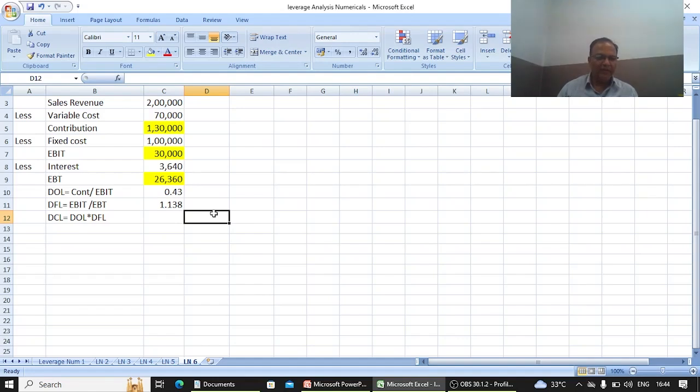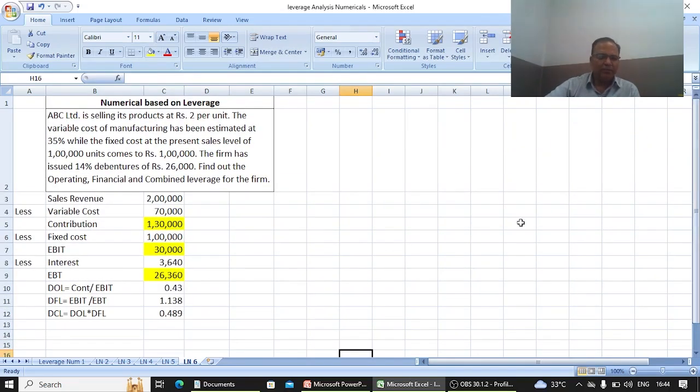Now degree of combined leverage will be 4.33 into 1.138, which is equal to 4.93. This is degree of combined leverage. Now problem is complete. Chapter is complete.